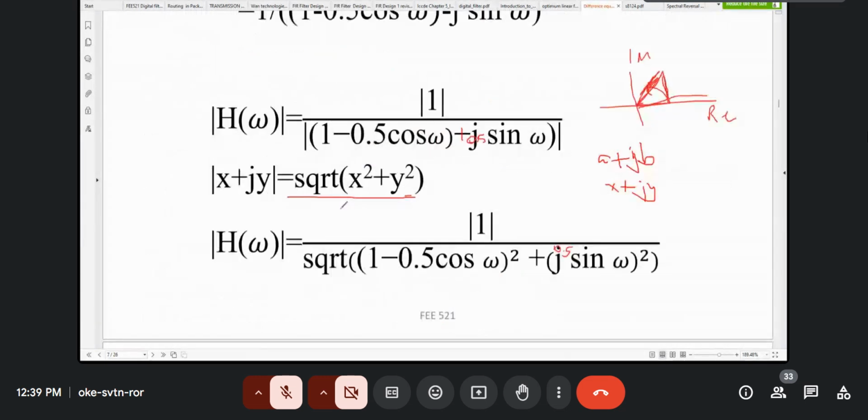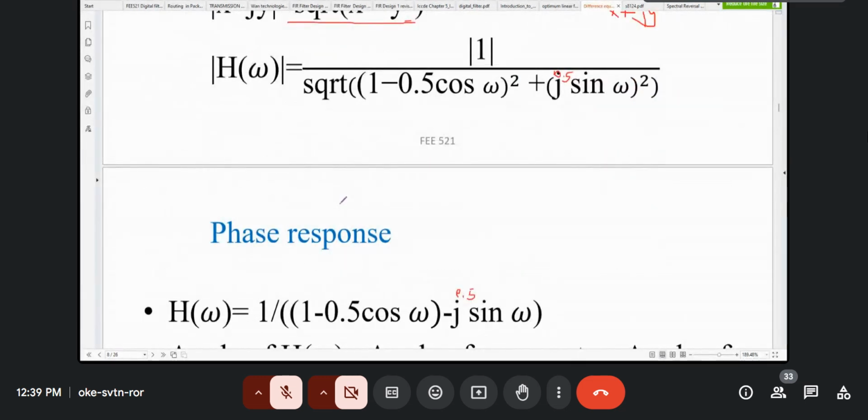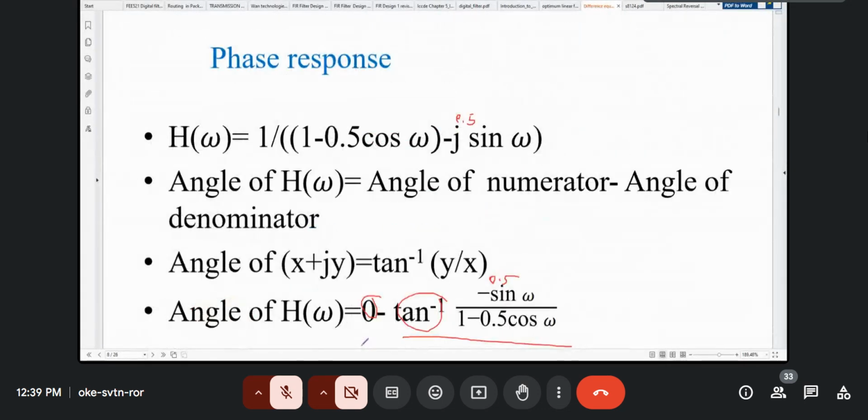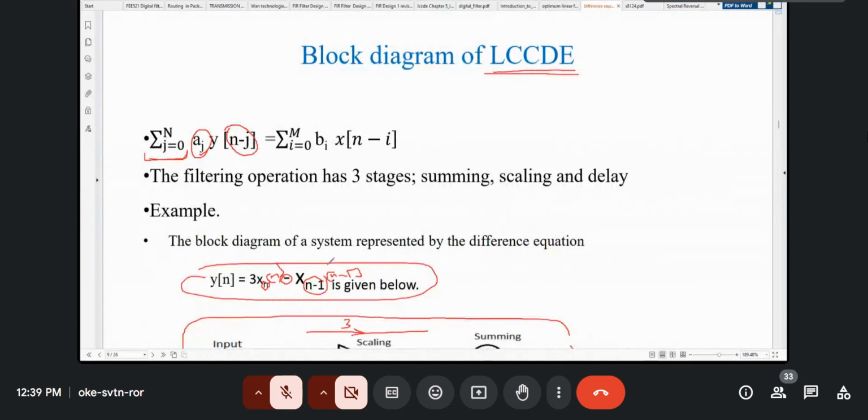So that is our answer. Those are our three answers. So these are the kind of problems you may get, where you're given a difference equation and you're expected to work out the frequency response, the amplitude response, and the phase response. Later we can look at other examples. So I hope so far so good.